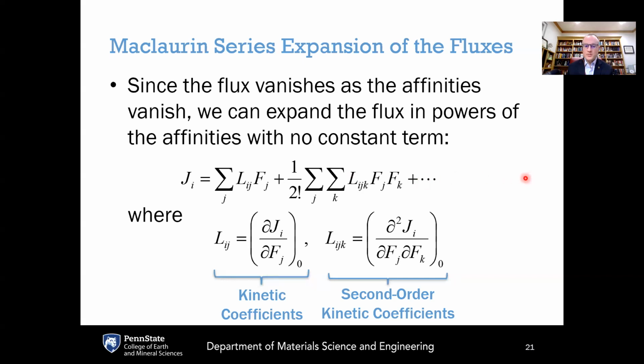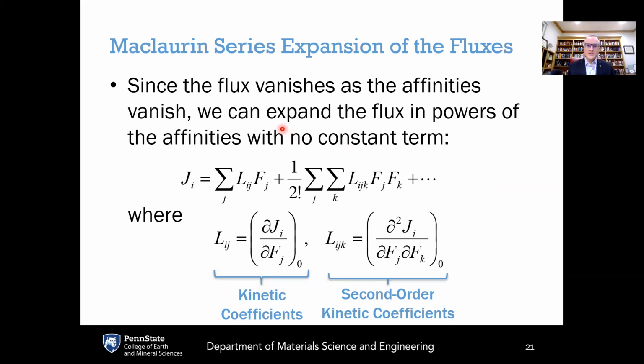There could be a cubic term with a 1 over 3 factorial times a triple summation and third order kinetic coefficients, a quartic term with 4-body interactions, and so on. However, the reason that we do Taylor series or Maclaurin series is that the importance of each term becomes less and less. So the dominant term is the linear term. The quadratic mixing term here is less important. The cubic term is even less important than that. And what this means is that we can truncate the Maclaurin series after a certain term.